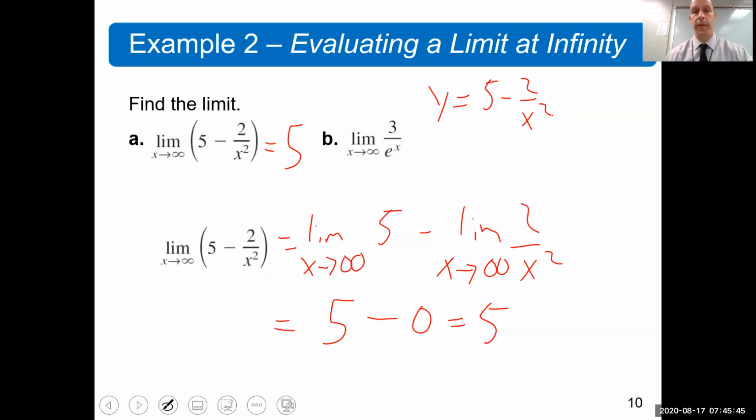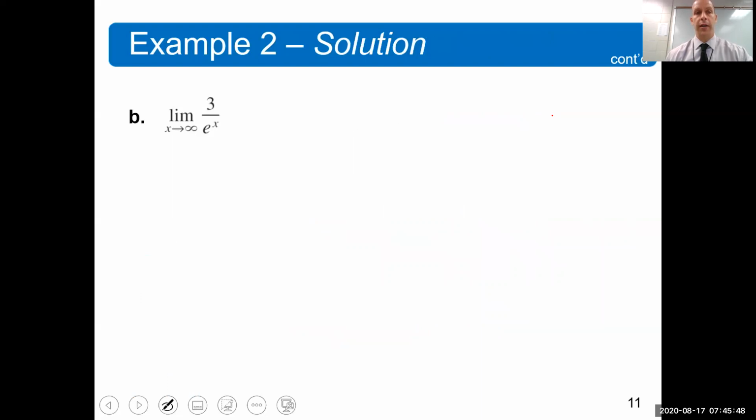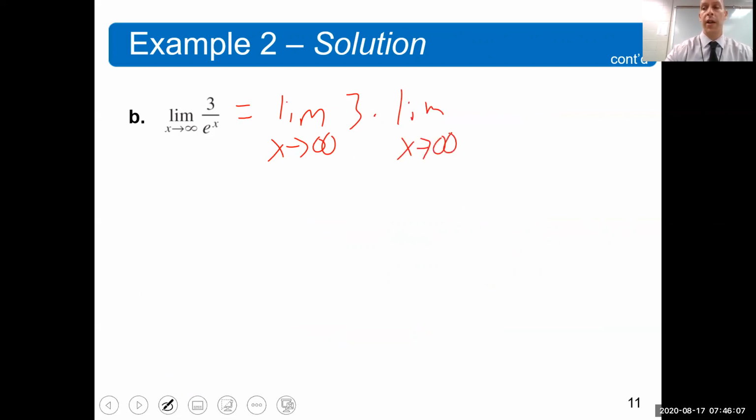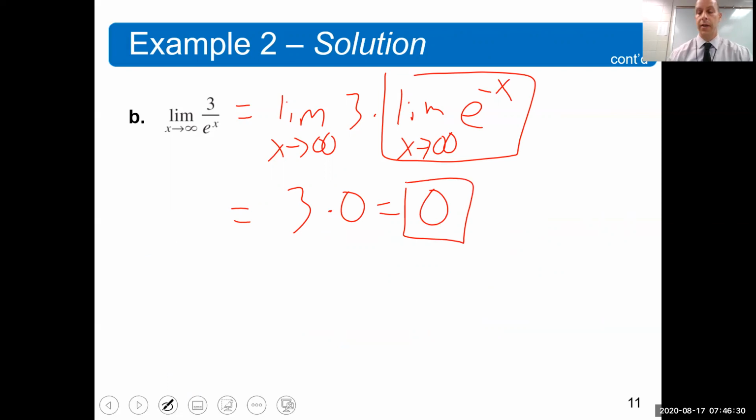So let's go ahead and look at the next one. The next function here is 3 over e to the x. Again, we're looking for the limit as x goes to infinity. So again, we could use our rules. And actually, let's do an algebra rule here first. We could say that this is the limit as x goes to infinity of 3 times the limit as x goes to infinity. I'm going to do a little trick here. This e to the x is in the denominator, so I can move it up to the numerator as e to the negative x. So then this limit here is going to be 3. The limit of 3 as x goes to infinity is 3 times, and then based on our theorem that we just looked at, we learned that this is 0. So this limit is 0.